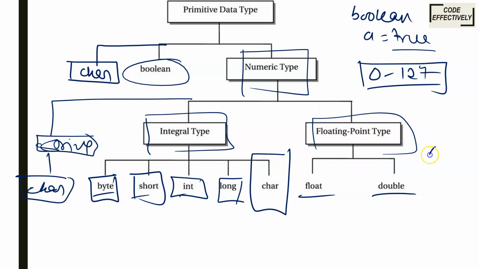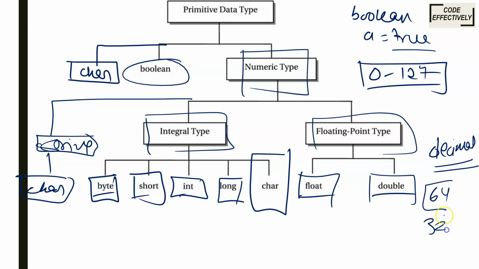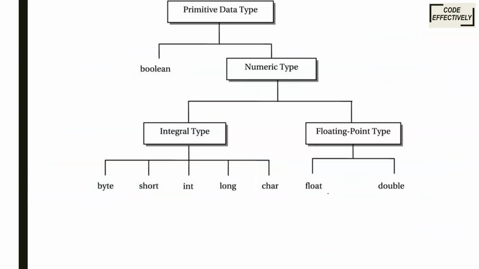Floating type is used when we have to store decimal data, and then we use float or double. Again, if we want to store a very large amount of data, having up to, let's say, 64 or 32 places of decimal, then we use double. When we have to store only around 16 places of decimal, we use float. This is all about this. And the char data type is used to store a single character, like A, B, or a null character.